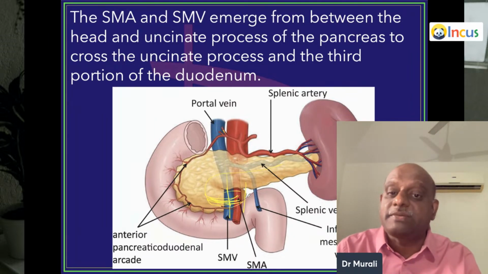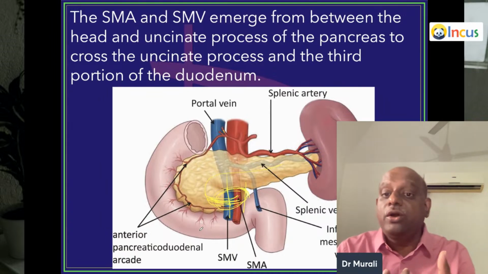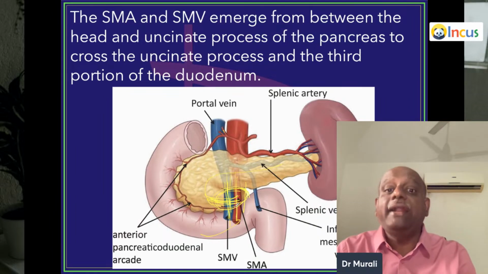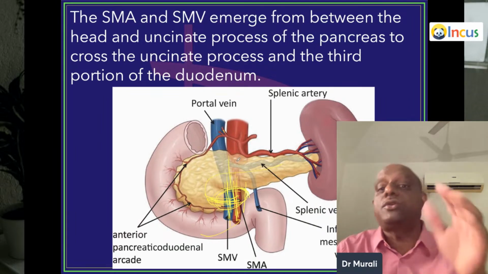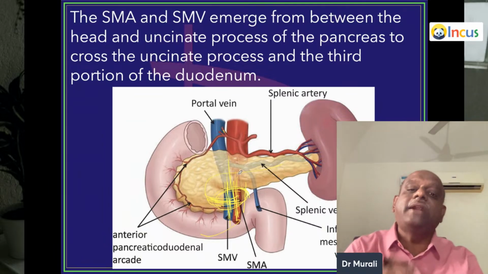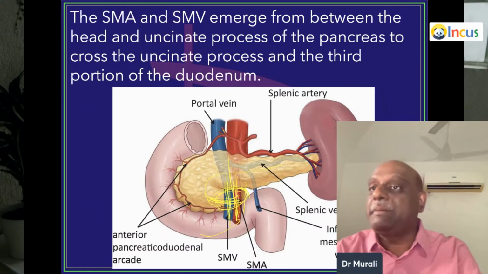You know, this is the pancreas. Pancreas has the uncinate process. And here you are having the duodenum. They both are passing anterior to the uncinate process and the duodenum. The superior mesenteric vein and the superior mesenteric artery is what you have to emphatically remember.